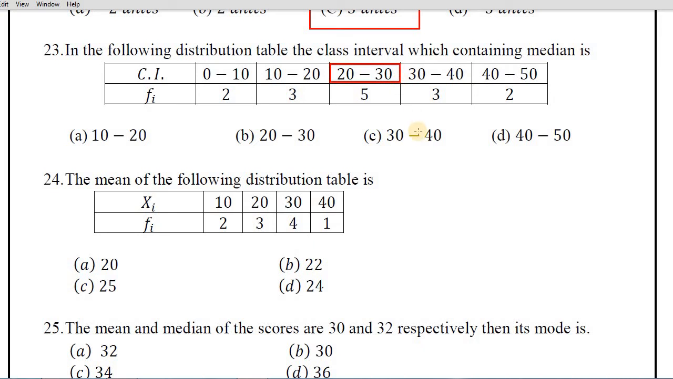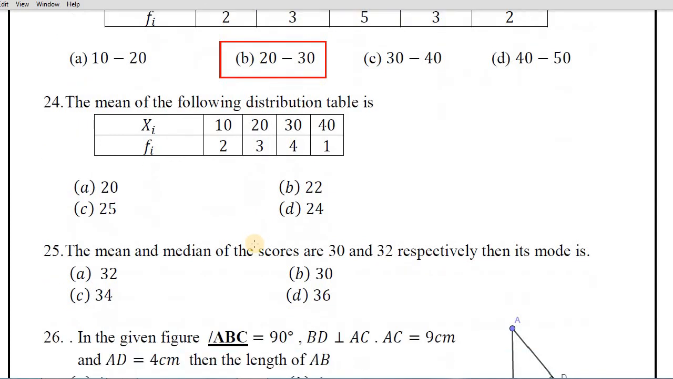I repeat again, children, find the cumulative frequency and later add the frequency column, you will get 15. So 15 divided by 2, you will get 7.5. 7.5 lies in the third class interval, that is 20 to 30. Therefore the right option is B, 20 to 30. Let's move on to another one.